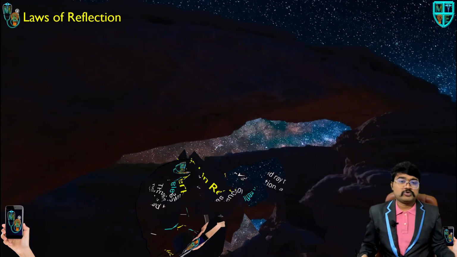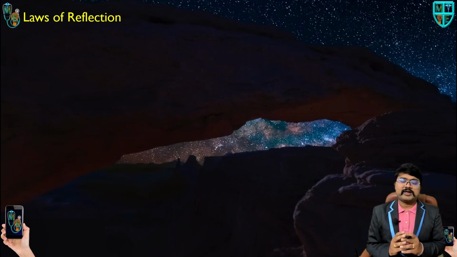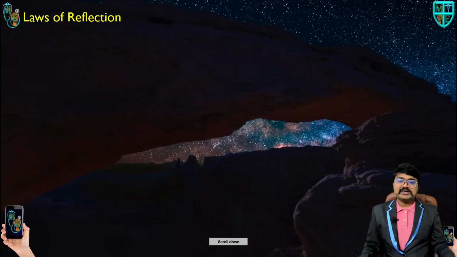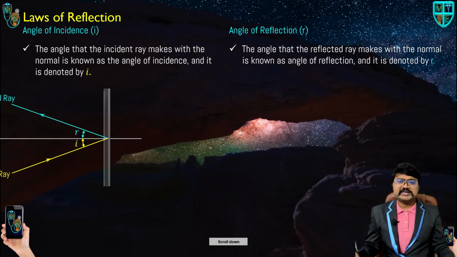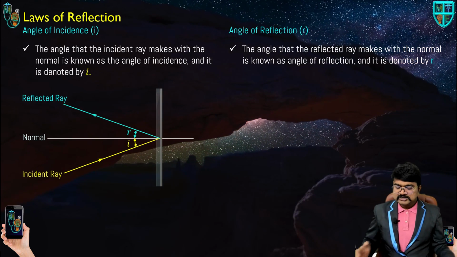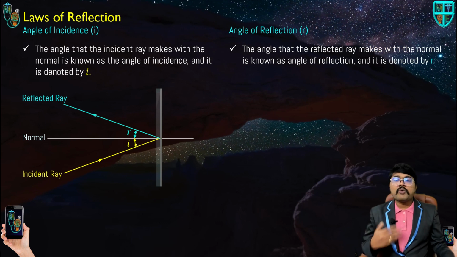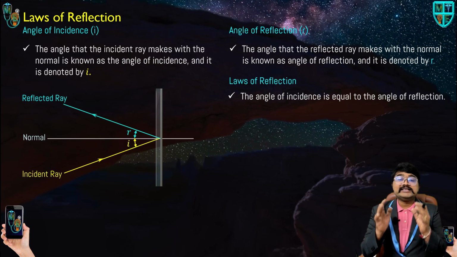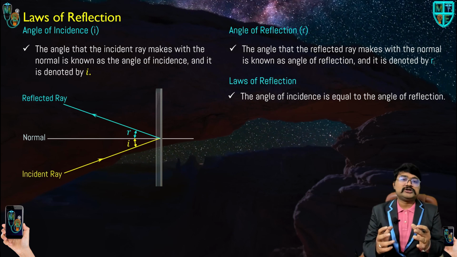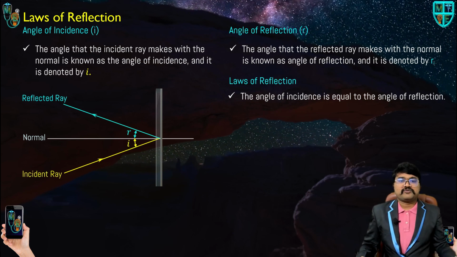Now we can have a look at one of the important topics, the laws of reflection. Just observe the angle of incidence and the angle of reflection, here I and R. What is the law of reflection? The angle of incidence is equal to the angle of reflection.